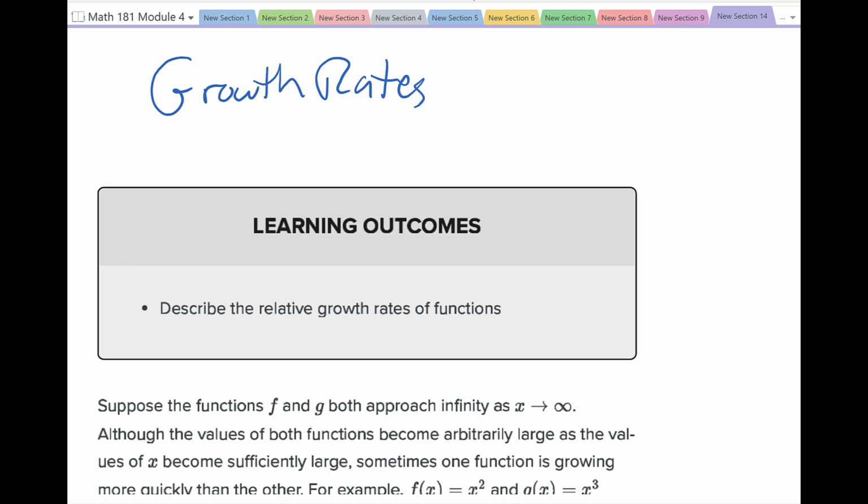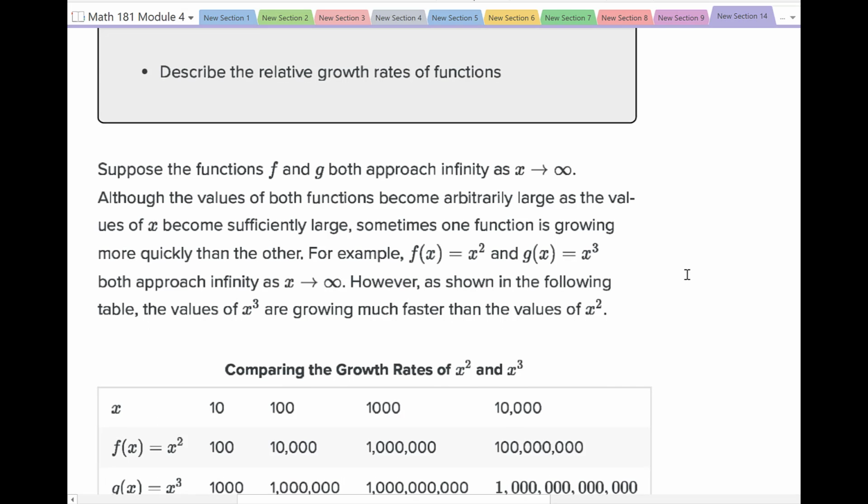With this section, we're closing out our lessons on L'Hopital's rule. And so here we're talking about growth rates, and we're really comparing how one function grows compared to another. You can probably see that if we're comparing an x squared to an x cubed, the x cubed is going to grow faster than that.